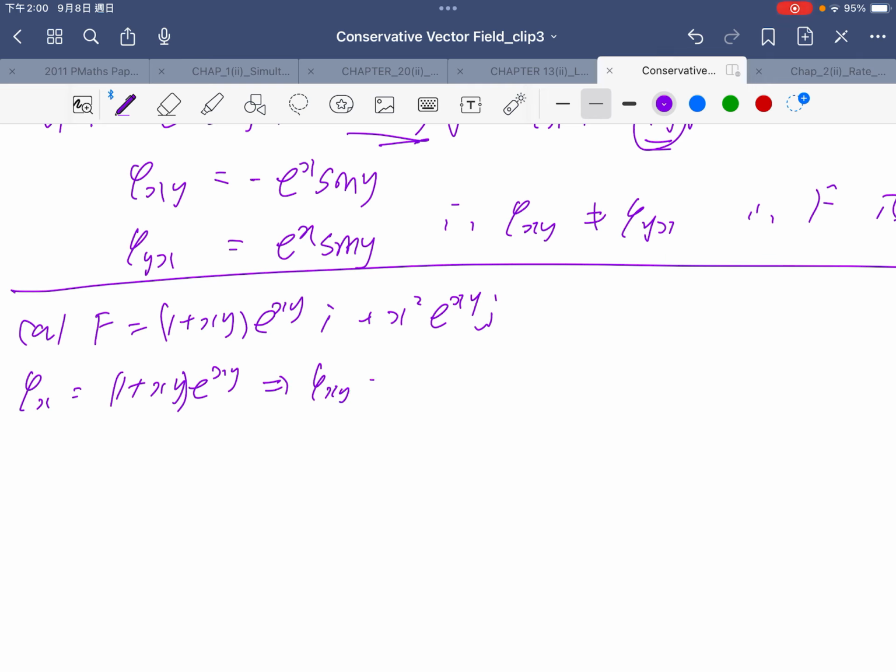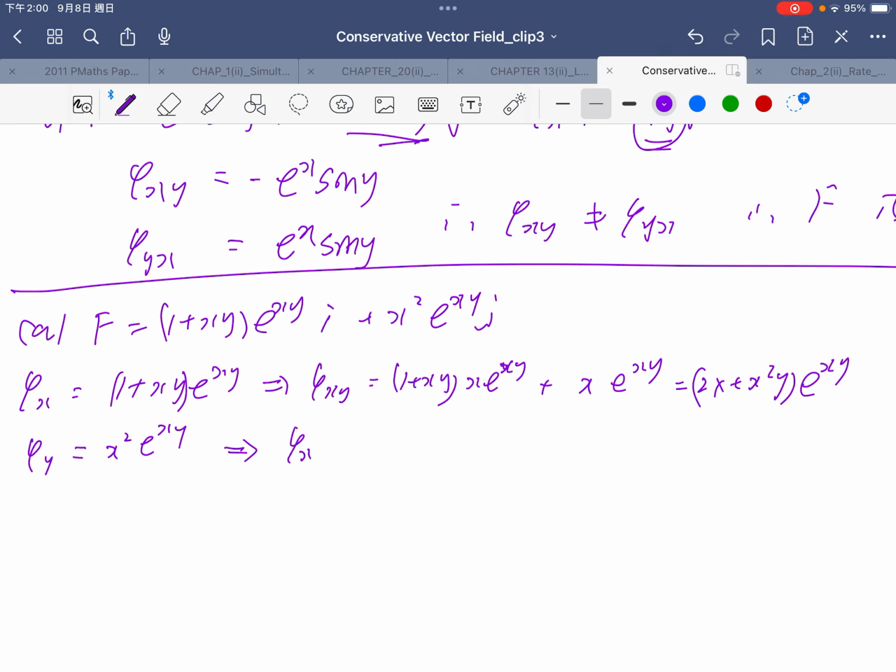Okay, here phi_x equals (1 plus xy) e^(xy). Differentiate this with respect to y. We have (1 plus xy) times x e^(xy), the first part is differentiating the exponential, plus x e^(xy), and add them together. This is (2x plus x squared y) times e to the power xy. And phi_y is here, x squared e to the power xy, and differentiate this function with respect to x.